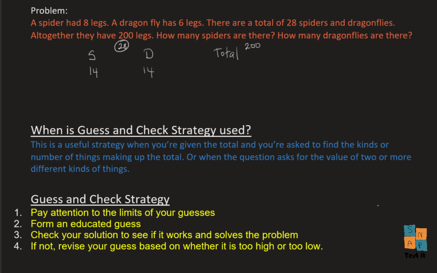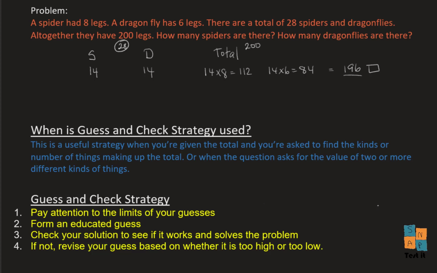But the total legs would be 14 by 8 legs. These are for the spiders. That gives us 112. And then 14 by 6 legs. Those are for the dragonflies. That gives us 84. And when we add 112 and 84, we get 196. Now, when we check this total, it's not 200. So the next step is to check your solution, look at the 196, and see if you can use it to solve the problem.